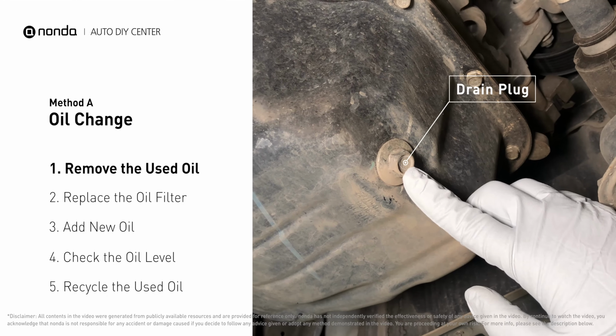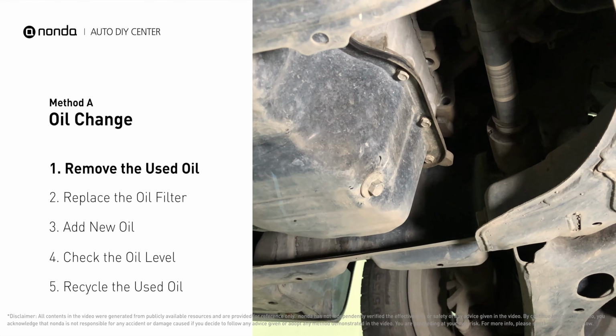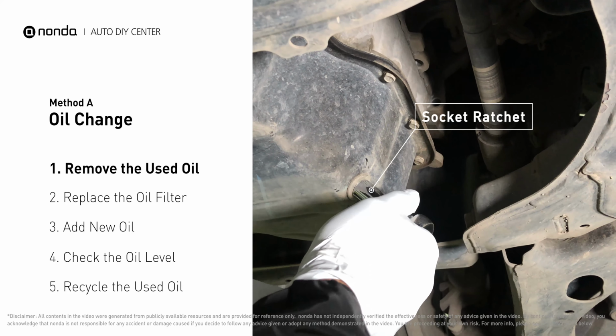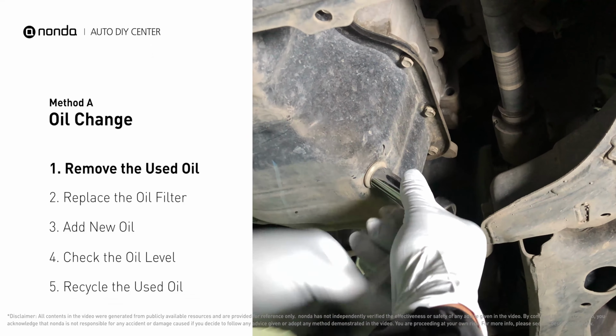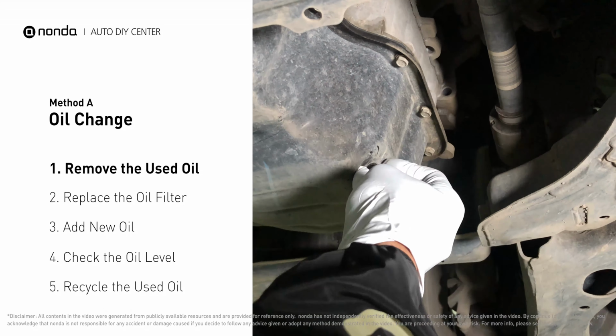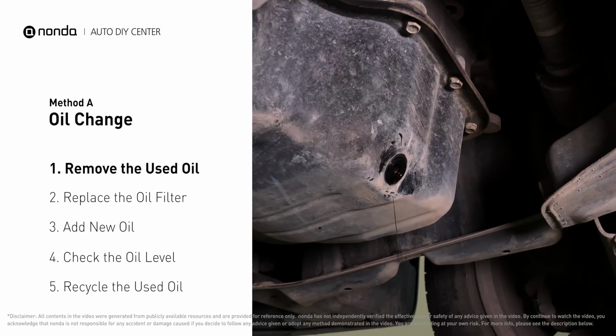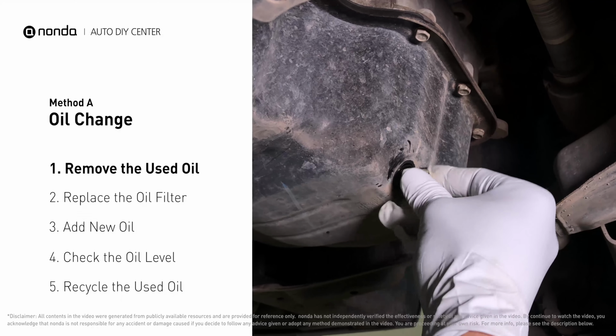Locate the oil drain plug on your vehicle and place an oil collection pan underneath it. Use a socket ratchet to remove the plug from the oil pan on your vehicle. Once the plug is removed, the oil should start flowing out into your collection pan. Once all the oil is drained, replace the drain plug and tighten it back on.